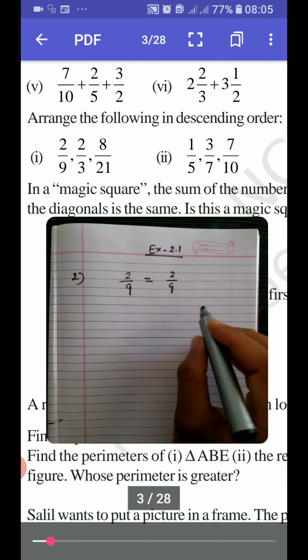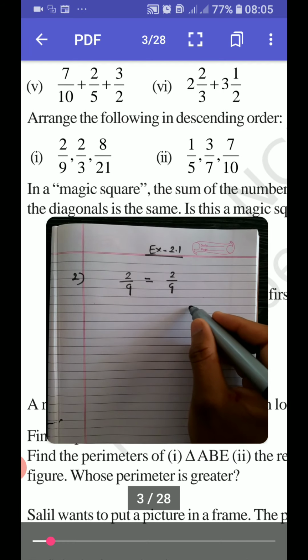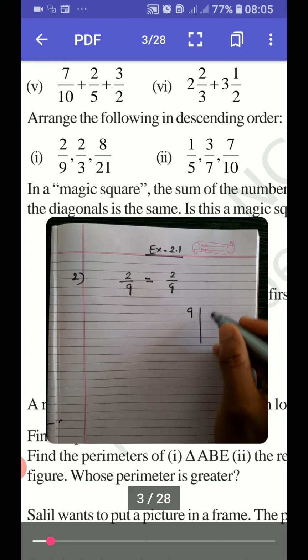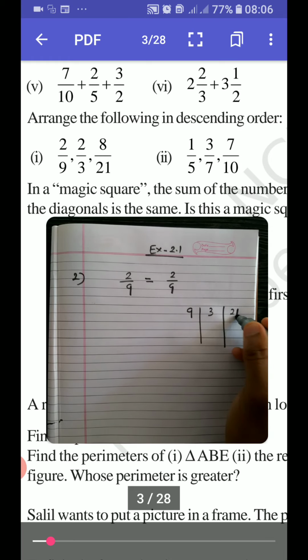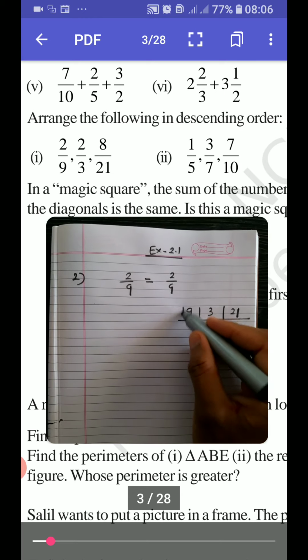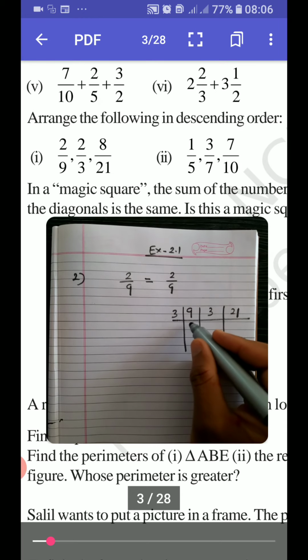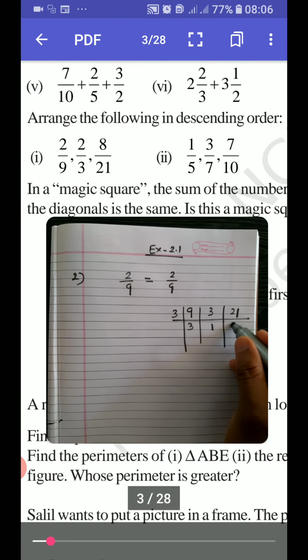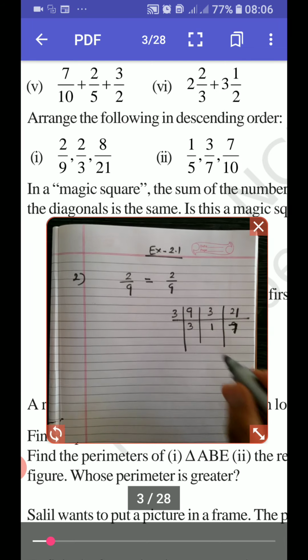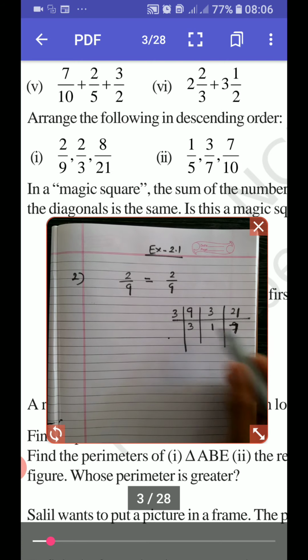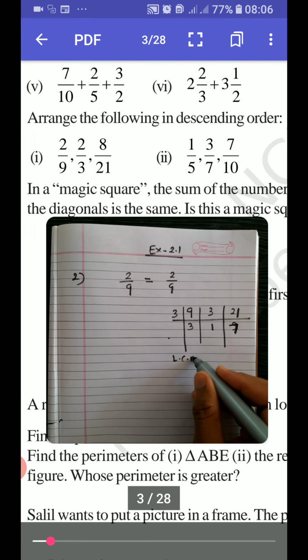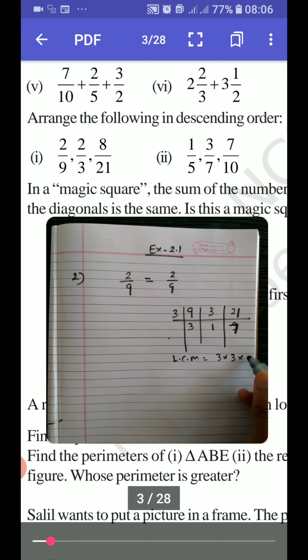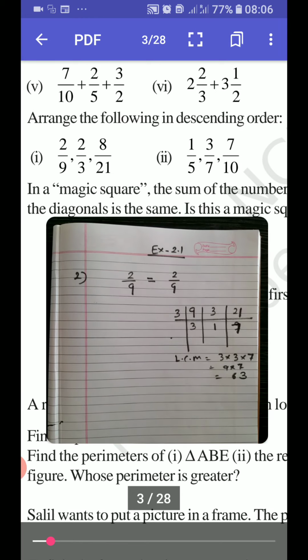At first we need to find the LCM of 9, 3 and 21. 3 threes are 9, 3 ones are 3, and 3 sevens are 21. Now the LCM will be 3 into 3 into 7. Right? 9 sevens are 63, so 63 will be the LCM.